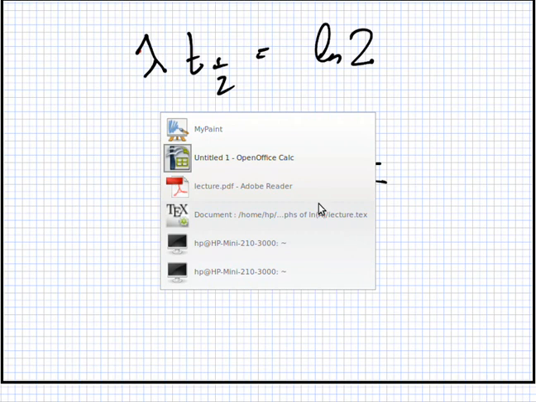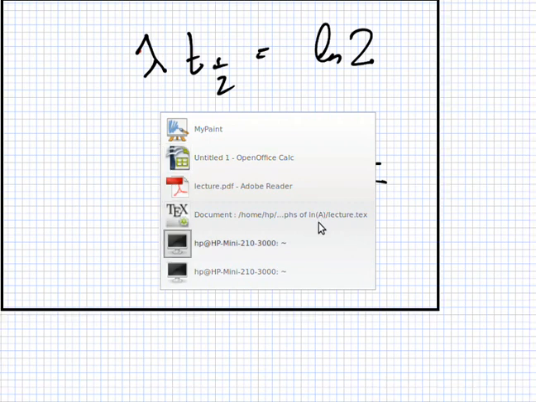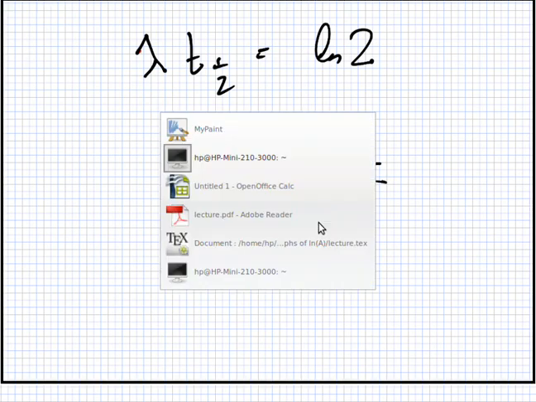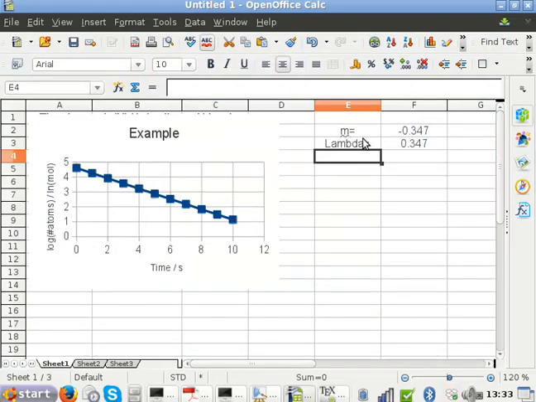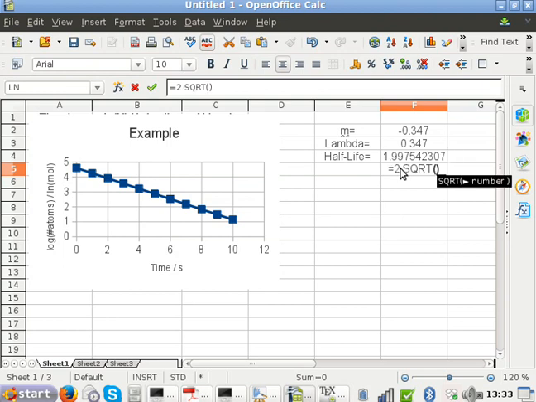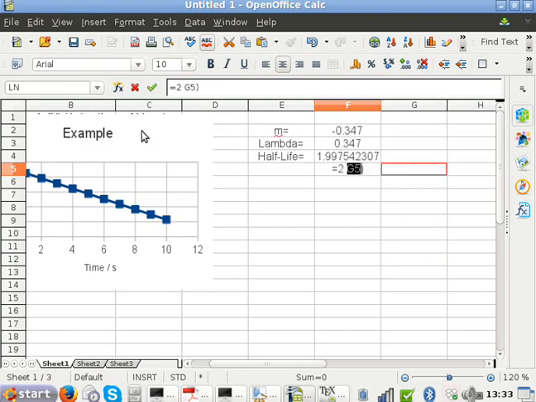So if I go back now to my graph, if I do here the half-life, that's equal to log 2 divided by my lambda. So what's the half-life here? 1.99, or in other words, it's roughly equal to 2 seconds. It is roughly equal to 2 seconds.